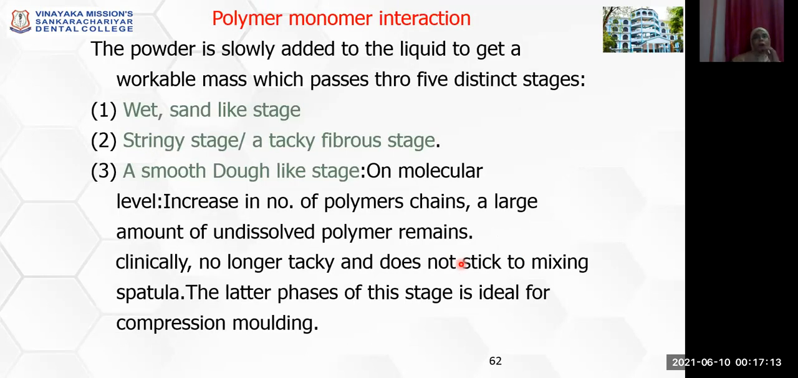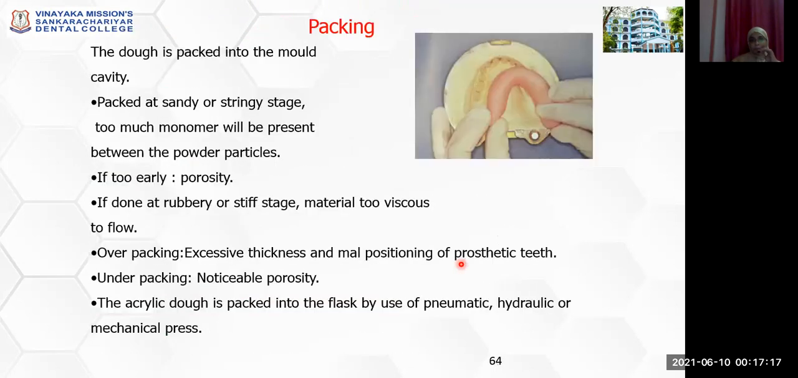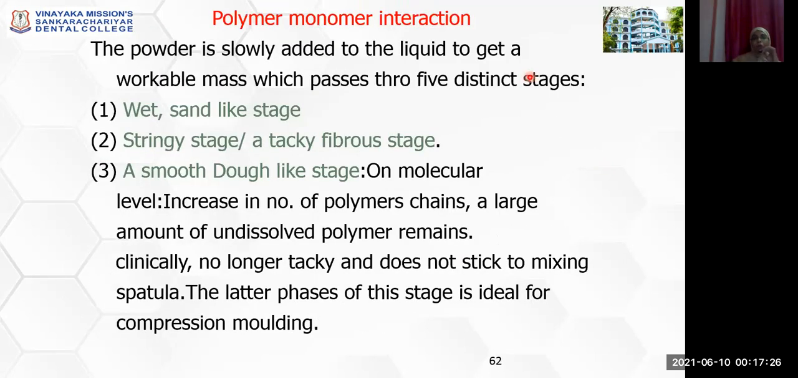Okay. Now how do you add? See in this diagram, you can see that we are packing this polymer monomer mix into the mold space. So how do you do that? You will have to mix the powder and the liquid and make it a workable mass, and this will happen in 5 stages. Initially you have a sand-like stage, then a stringy stage, then a smooth dough-like stage. It's at this stage you have to pack.